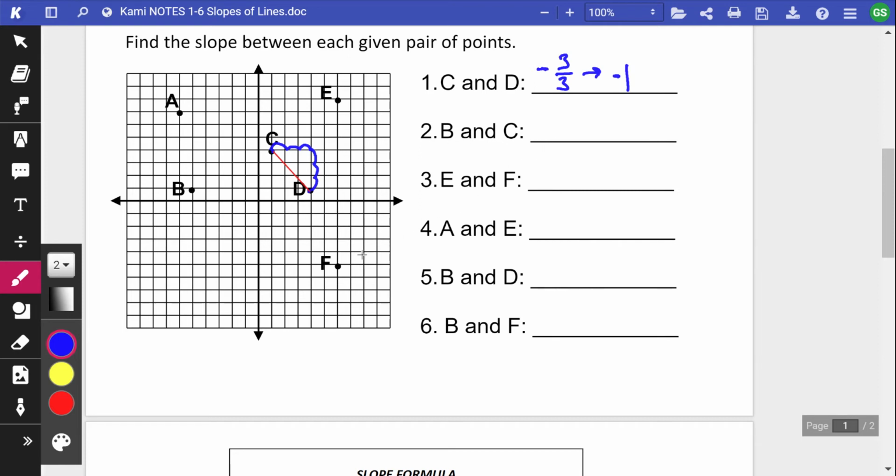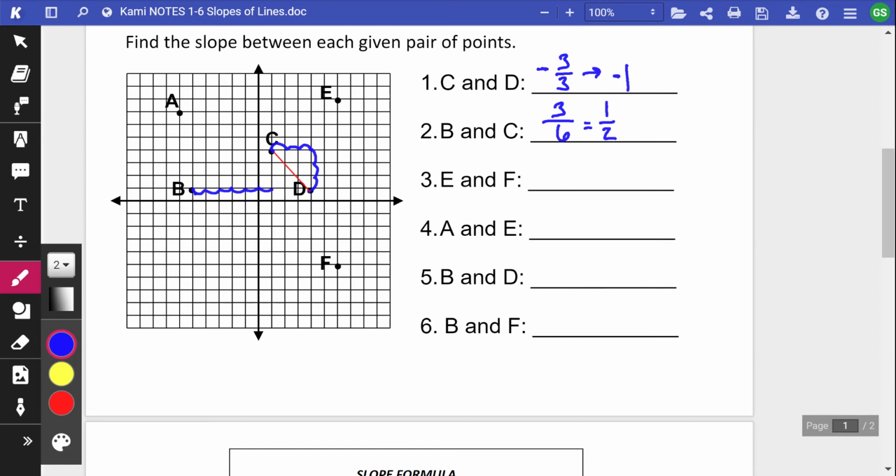How about B and C? Here's B and here's C. Always start with the bottom point and count up. So 1, 2, 3. I'm going to go up 3 to the line where C is. So my rise is 3. And then we count over: 1, 2, 3, 4, 5, 6. So that's going to be over 6. So 3 up and over 6 reduces to 1/2. And I know it's positive 1/2 because going from left to right, I would have to go up. So that's a positive slope.